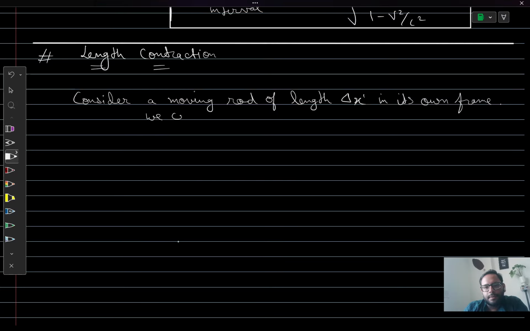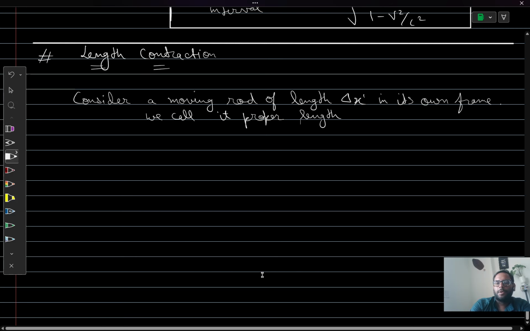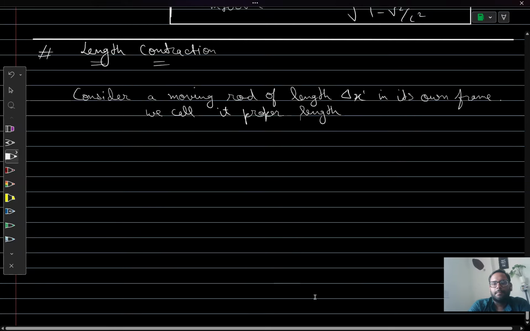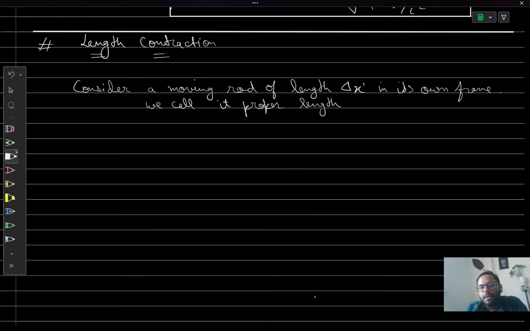We call it proper length, because the length observed by the observer in this S prime frame will be, because the rod is also moving and in its own frame the length is considered proper, but we will see that in our frame what will happen to this length.